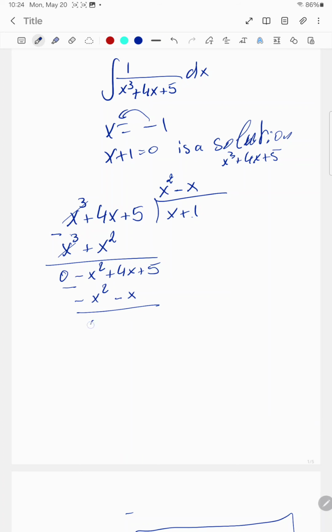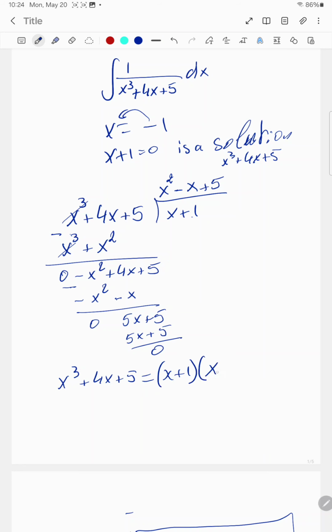And I subtract them. I would have 0 here, and I will have 5x, because minus times minus is plus. 4x plus x is 5x plus 5. And I have to multiply my x by something to have 5x, so I multiply it by 5. So here I will have 5x plus 5, and it's equal to 0. Perfect. So now I can write my x cubed plus 4x plus 5 is equal to x plus 1 times x squared minus x plus 5.